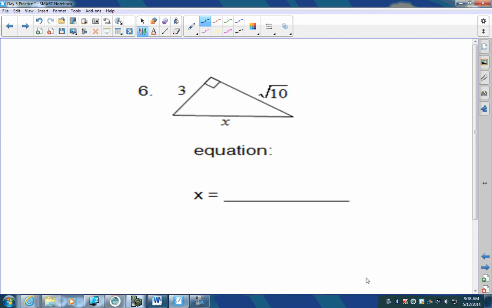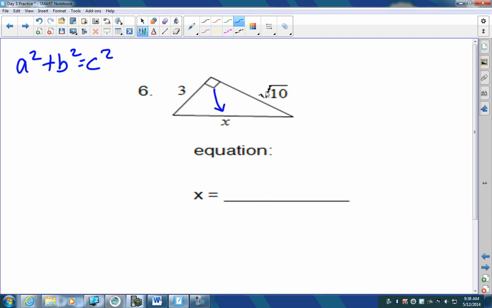Let's look at number 6. First off, I need to figure out what it is that I'm looking for. Remember, I've got a squared plus b squared equals c squared. The x is down on this bottom side. It's across from the 90-degree angle. That means that it's my c.